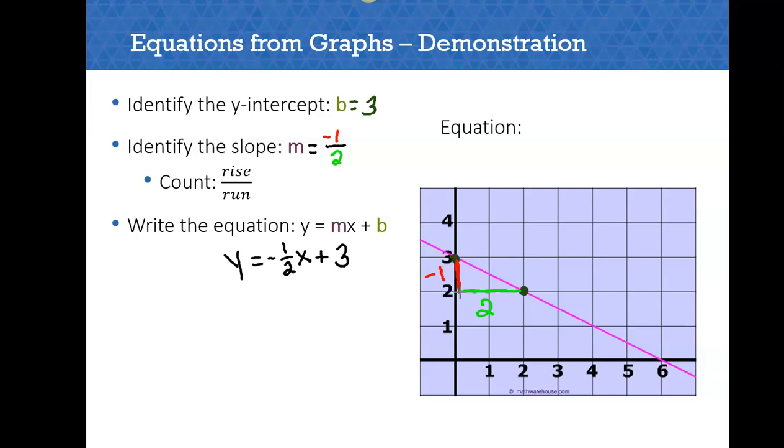I got that straight from this graph: identify my b, find a second point, count my slope, and there is my equation.